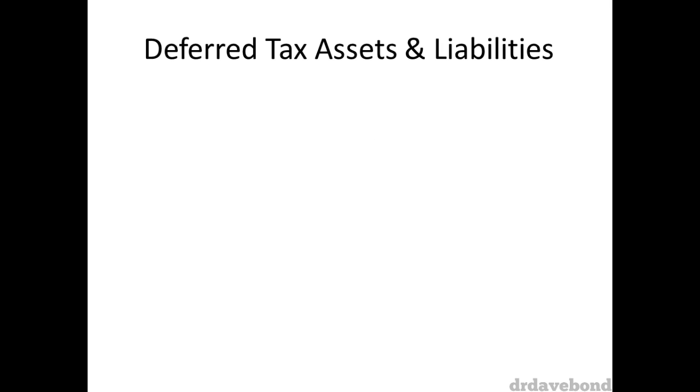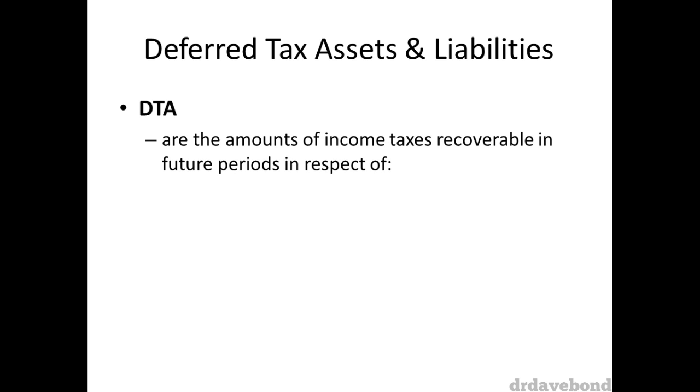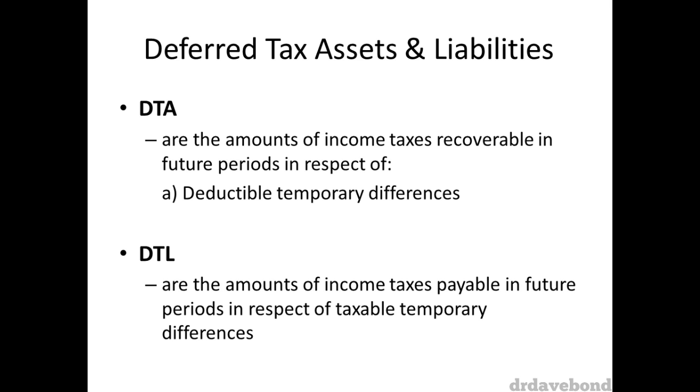Turning now to the second, and arguably more complex part of accounting for income tax, which is the determination of deferred tax assets and liabilities. Deferred tax assets are the amounts of income taxes recoverable in future periods in respect of A. Deductible temporary differences. There are a number of other things included in this definition, but for our purposes, A is what is relevant. Deferred tax liabilities are the amounts of income taxes payable in future periods in respect of taxable temporary differences.